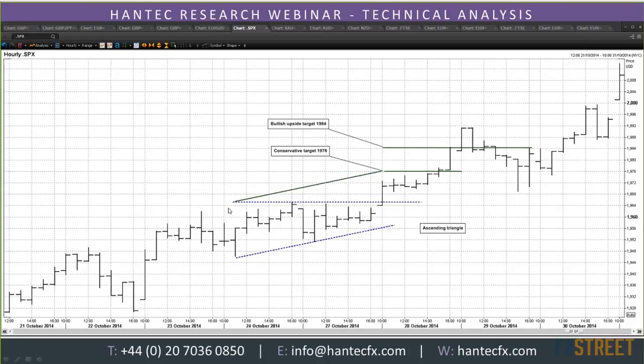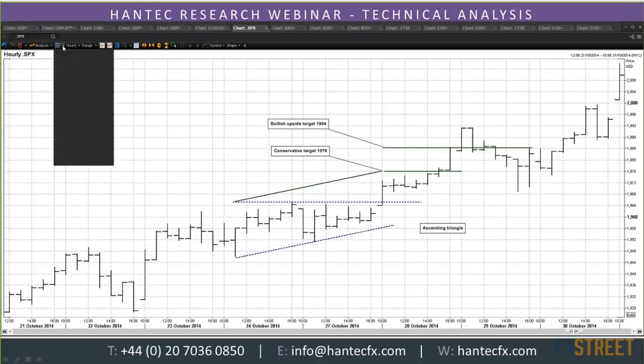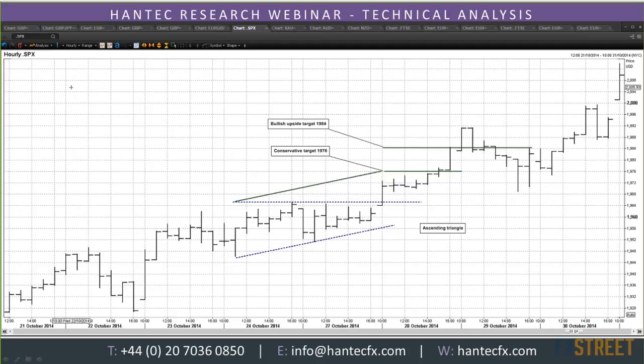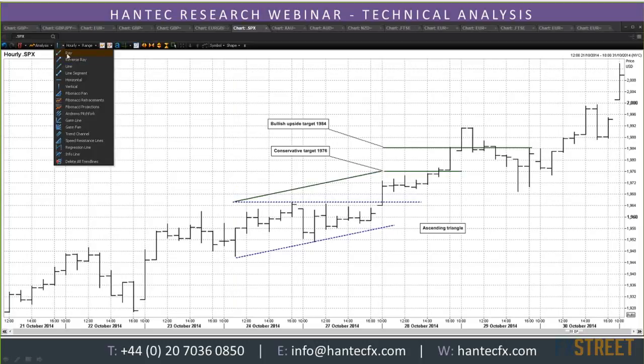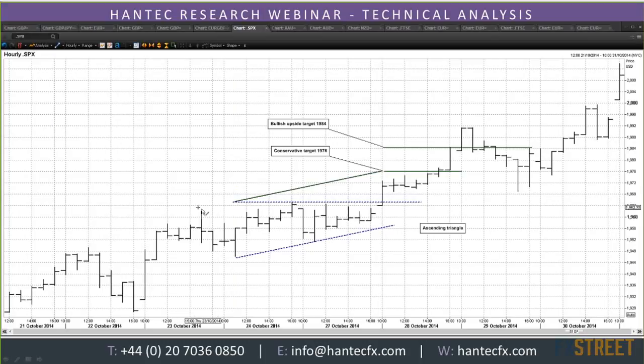Let's give a vertical line. Oh no, that's not what I wanted at all, is it? You measure the height of your triangle and project it upwards from the breakout. And that worked pretty well on S&P 500 this year.